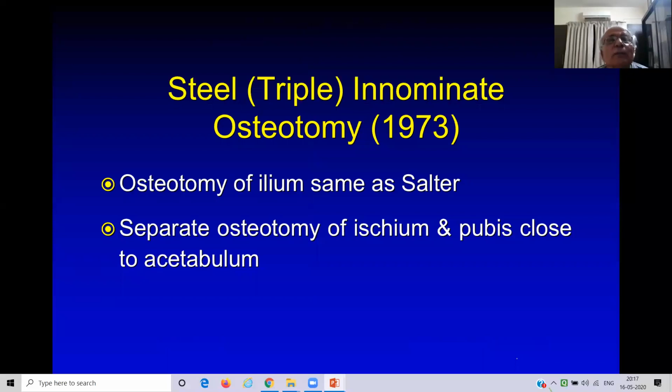So we go to triple osteotomy now, and that is called Steel triple osteotomy. He described this in 1973, and that was in 1977 somewhere. So Salter remained the same, but now there is a separate osteotomy of both ischium and pubis. But we are going now closer to the alignment of the acetabulum. So closer, not on the symphysis side. We'll come closer so that the whole fragment can be rotated in whatever direction you want. That is easier to do.